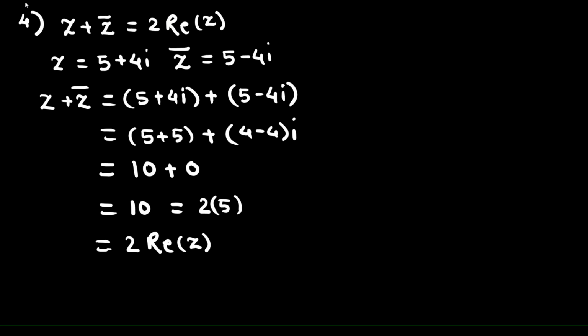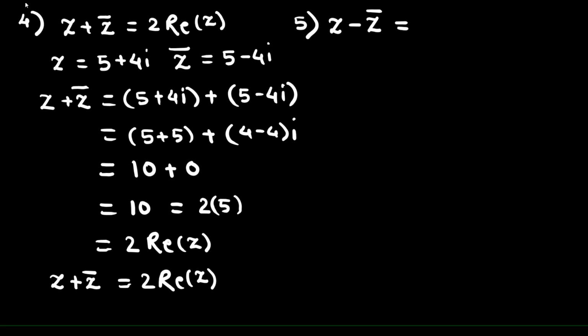So in this way the result verifies that if we add the complex number and its conjugate, it is equal to twice the real part of that complex number. In the same way, the fifth property is that if we do the subtraction, then z minus z conjugate is equal to twice the imaginary part of z.